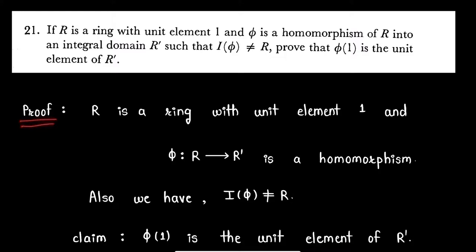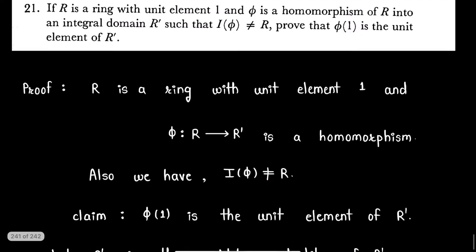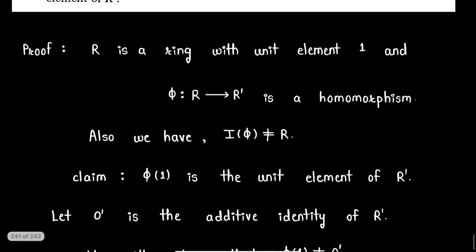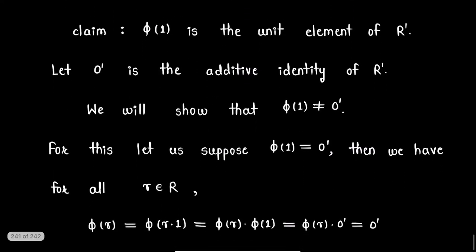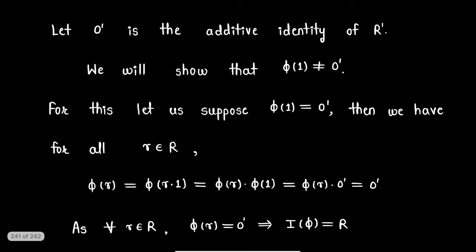So, proof. We are given that R is a ring with unit element 1 and the map phi from ring R to R dash is a homomorphism such that the kernel of this homomorphism phi is not equal to the whole ring R. Now our claim is to show that phi 1 is the unit element of ring R dash. For this, let us consider 0 dash as the additive identity of ring R dash. Now we will show that phi of 1 is not equal to 0 dash.